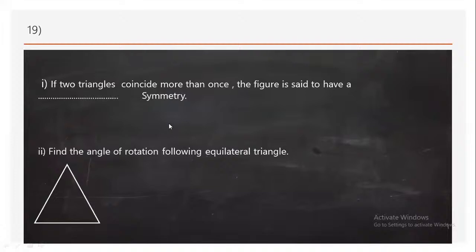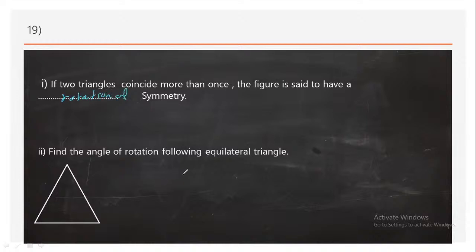Question number 19. If two figures coincide more than once, the figure is said to have rotational symmetry. Earlier also we got the same one. Said to have rotational symmetry.